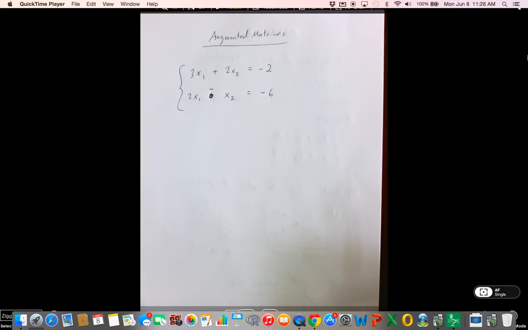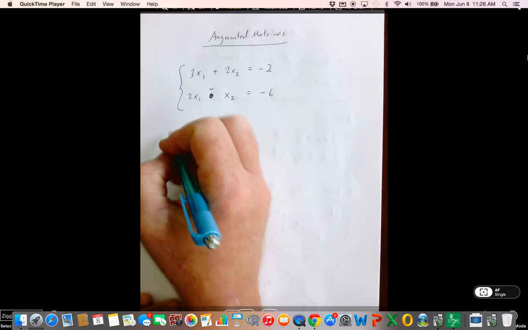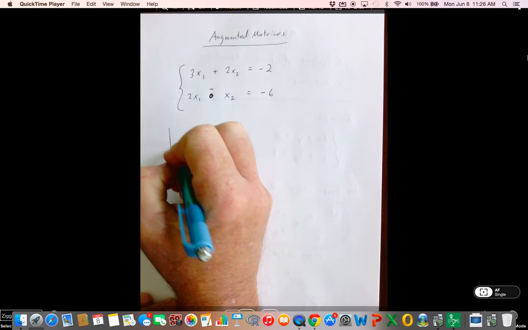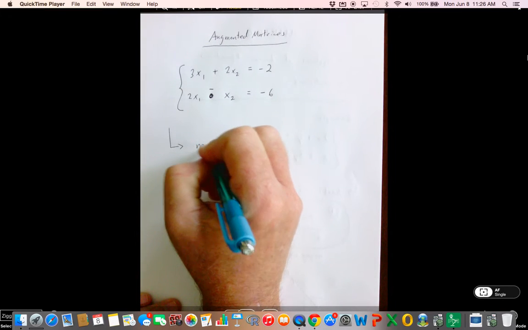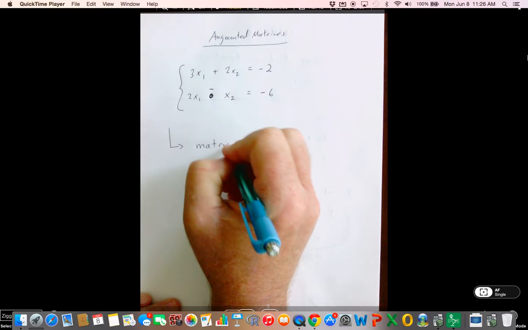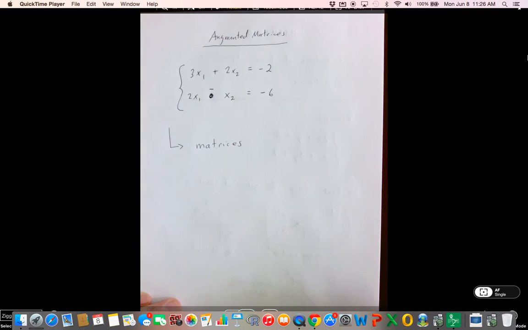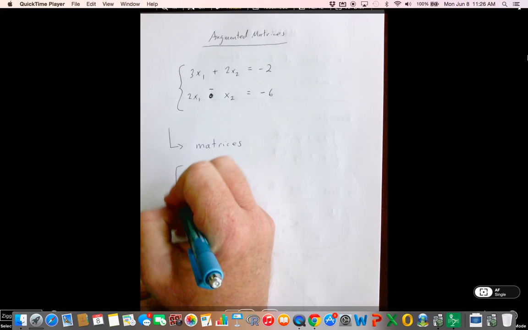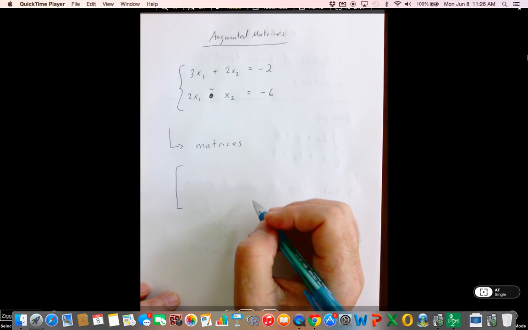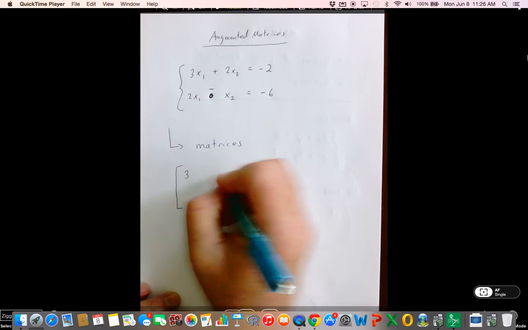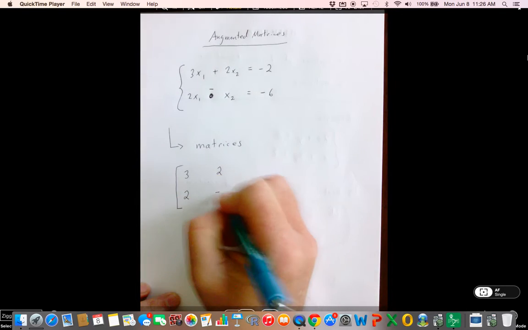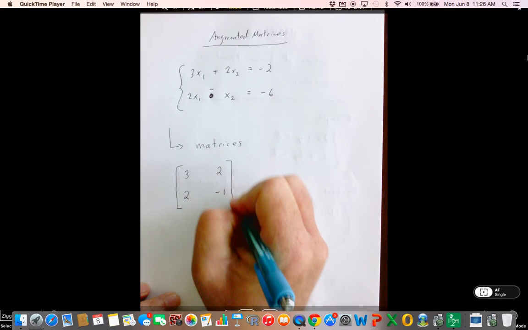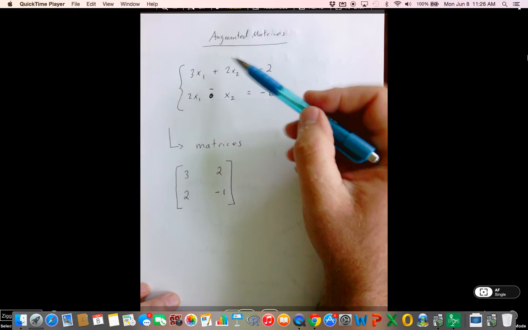The first thing that I want you to examine here is that we can break this into matrices. And using the things that we talked about earlier, we can create this as what's called a coefficient matrix. And a coefficient matrix is just the numbers that we see.